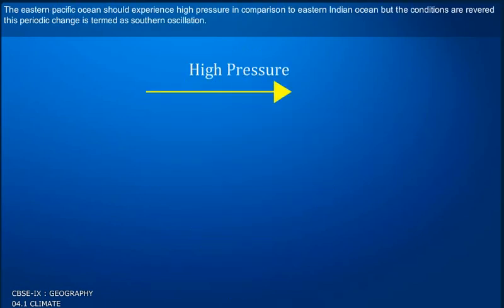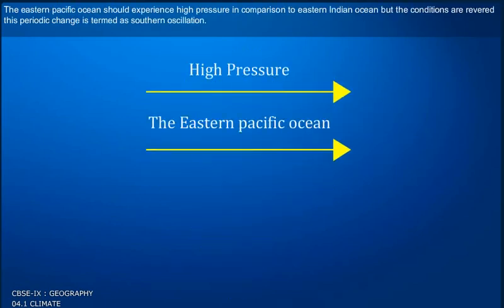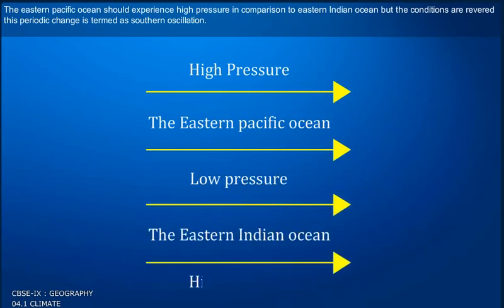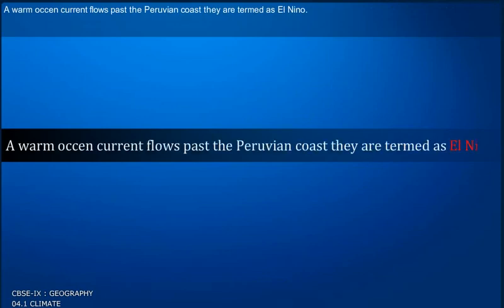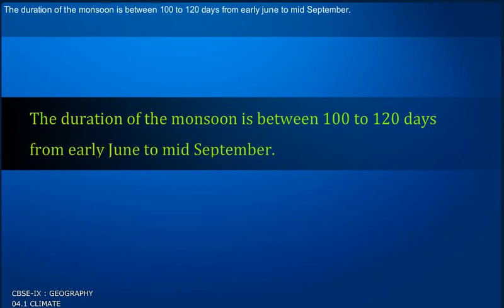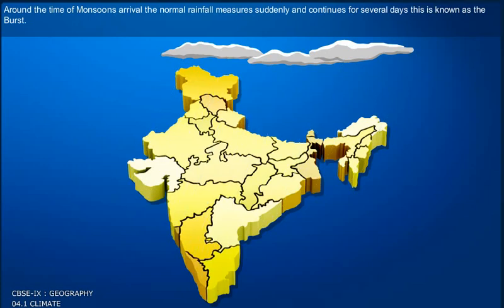The Eastern Pacific Ocean should experience high pressure in comparison to the Eastern Indian Ocean, but the conditions are reversed. This periodic change is termed as Southern Oscillation. A warm ocean current flows past the Peruvian coast. This is termed as El Nino. The duration of the monsoon is between 100 to 120 days from early June to mid-September. Around the time of the monsoon's arrival, the normal rainfall suddenly increases and continues for several days. This is known as the burst.